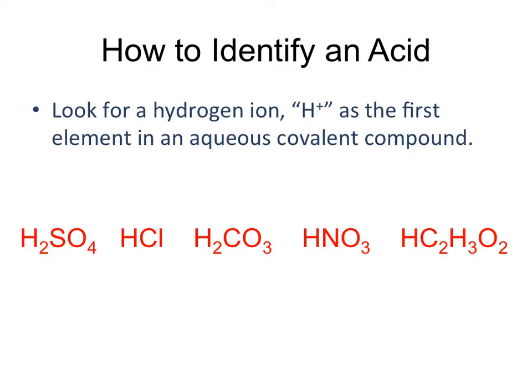How do we identify an acid? Well, we're going to be looking for a covalent compound, one that is made up of only nonmetals, and a hydrogen sitting in the first position of the compound. Notice that each one of these examples down here has a hydrogen sitting in front. It doesn't matter how many hydrogens are sitting in front.